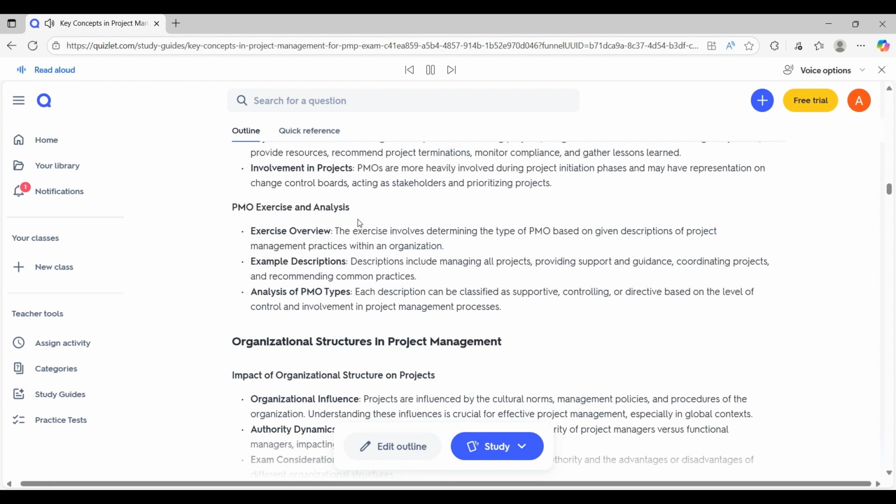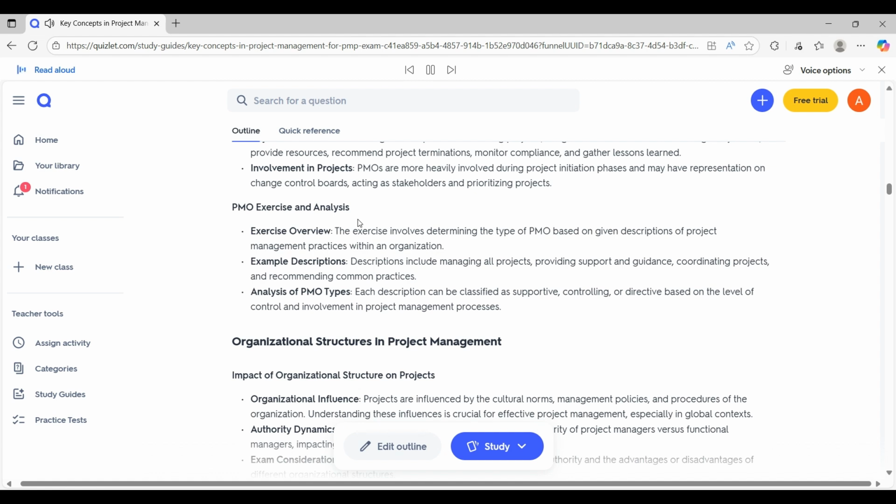Analysis of PMO types. Each description can be classified as supportive, controlling, or directive based on the level of control and involvement in project management processes. Organizational structures in project management. Impact of organizational structure on projects.